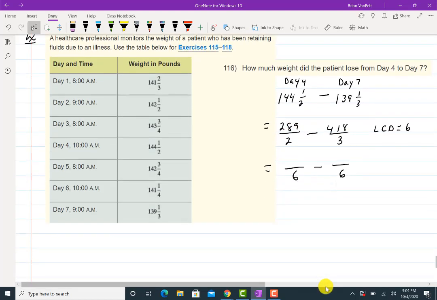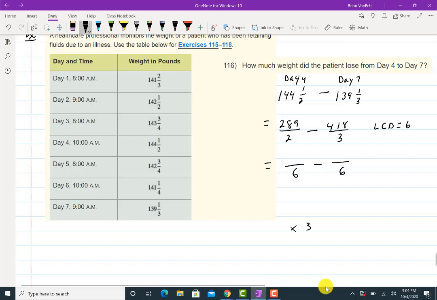I'm going to need more space here. I believe I'll get 867 over 6. And then to change the 418 over 3 to being over 6, I had to multiply by 2. This is easier to do. I'll get 836 here. So all I got to do is worry about the 867 minus 836, and that's 31. And that is 5 1/6.